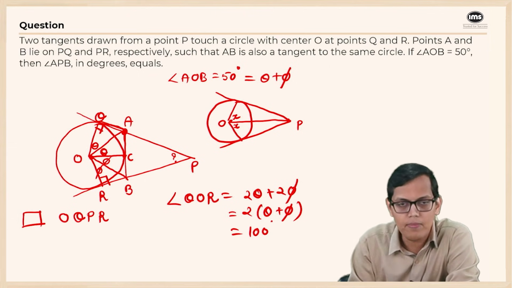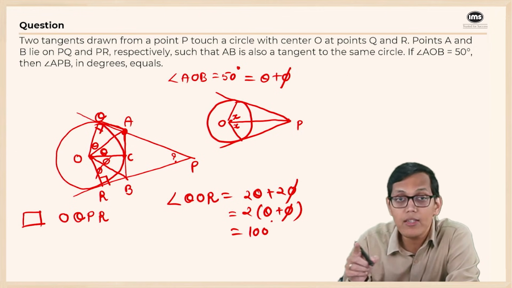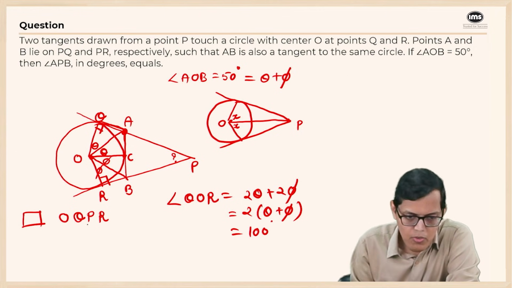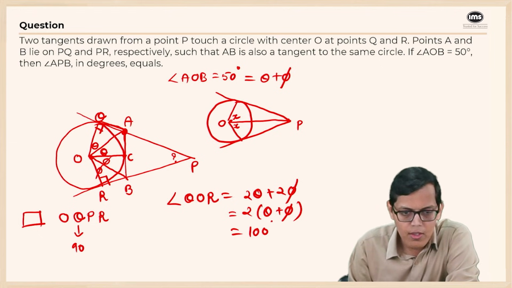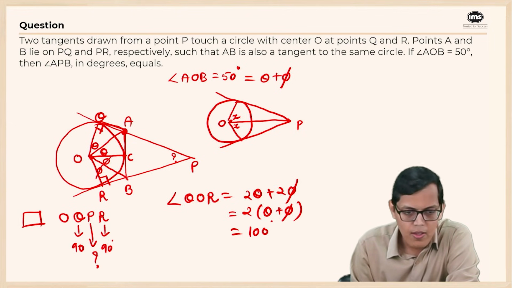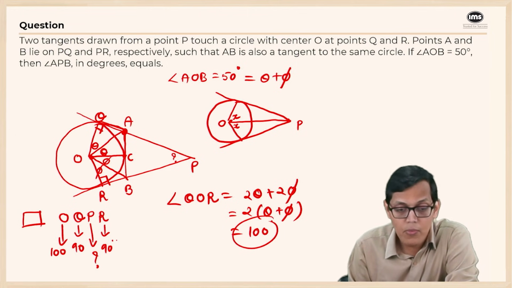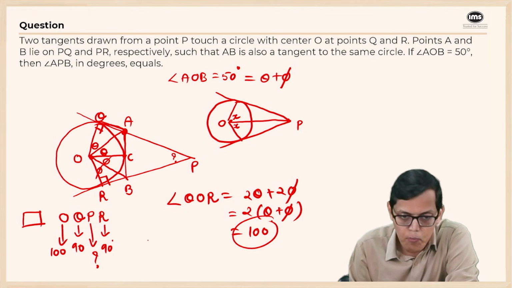Quadrilateral OQPR has 4 angles, 4 sides. So the summation of all interior angles should be 360. We know angle Q is 90. We know angle R is also 90 degrees. Angle P is our question. Angle O now is available as 100. The summation of all of them has to be 360. After doing a subtraction, you will find that angle P, or better I say angle APB, is going to be 80 degrees.